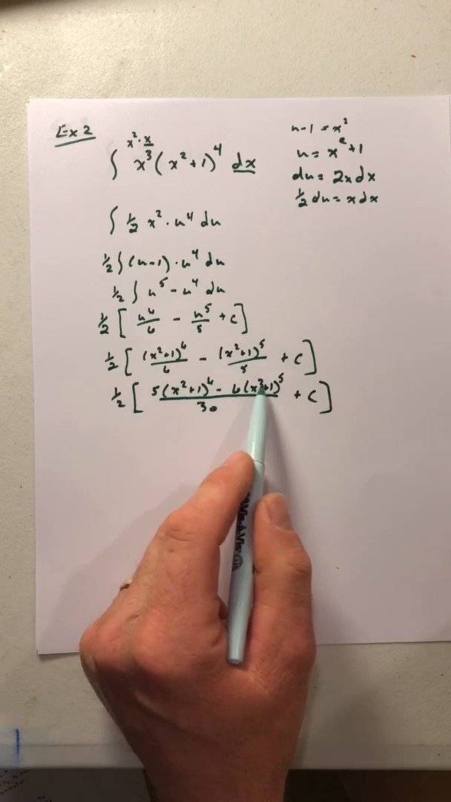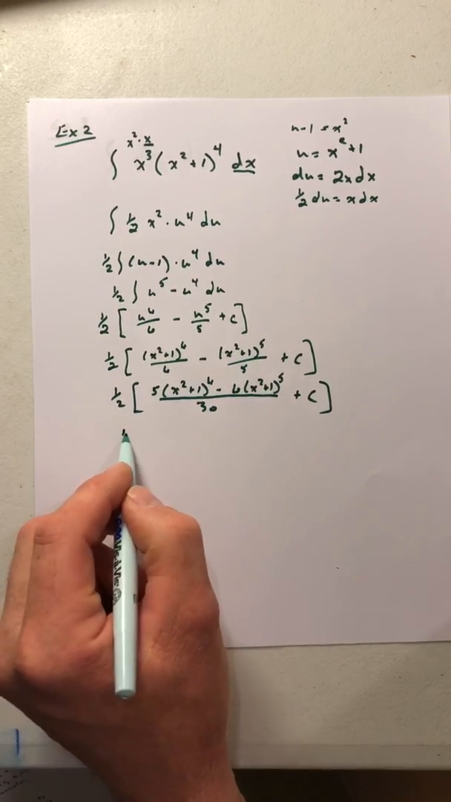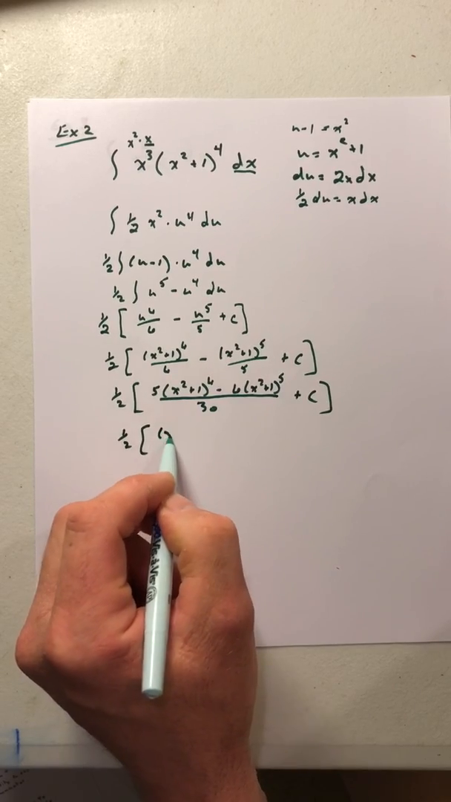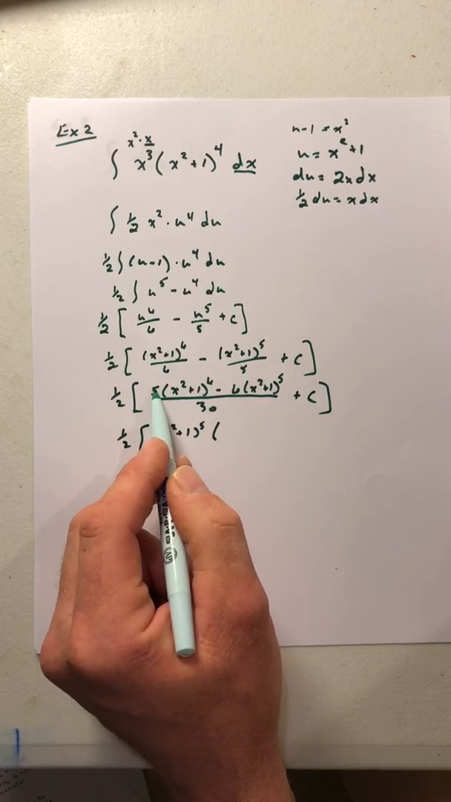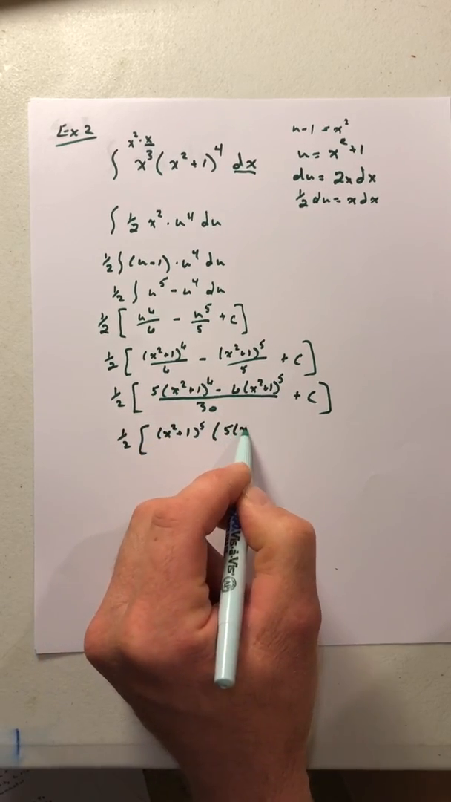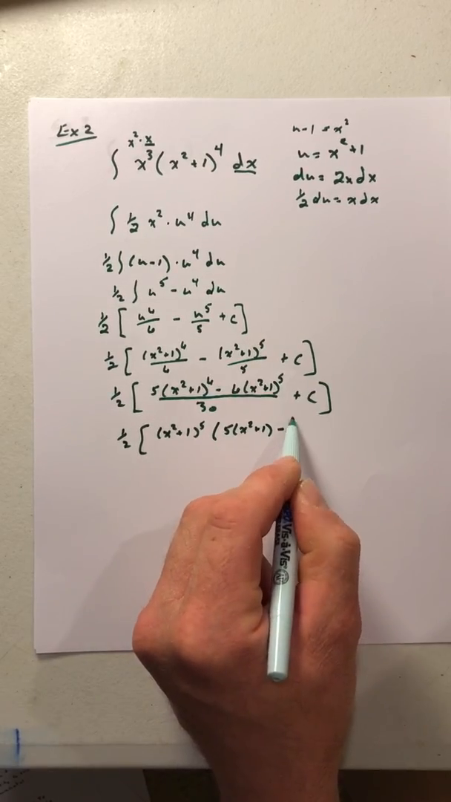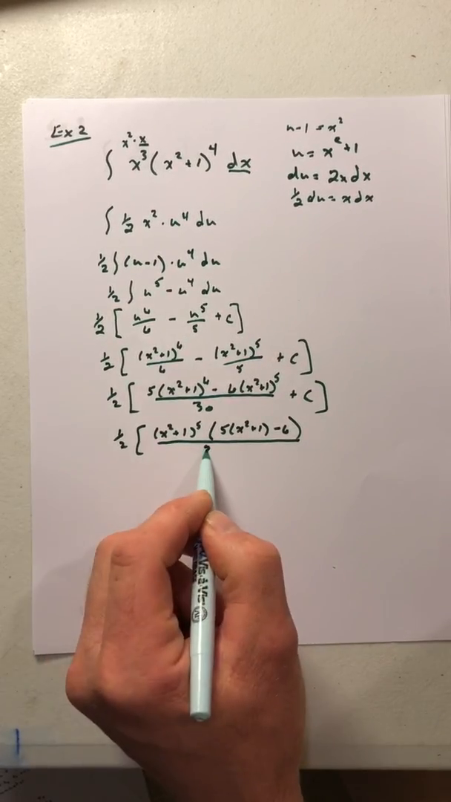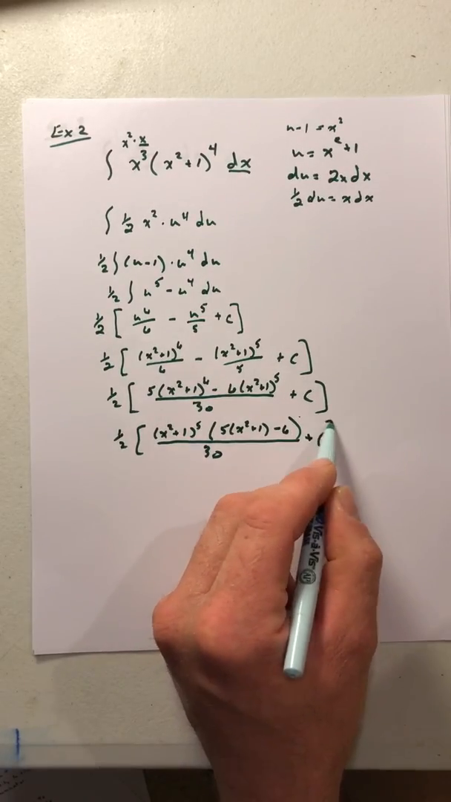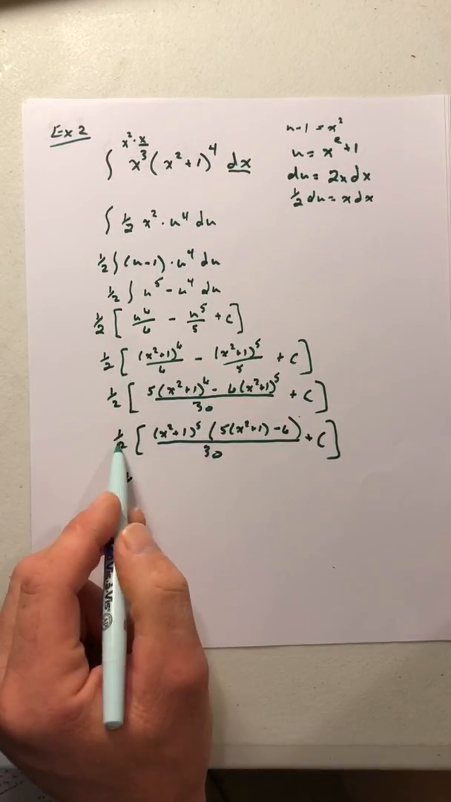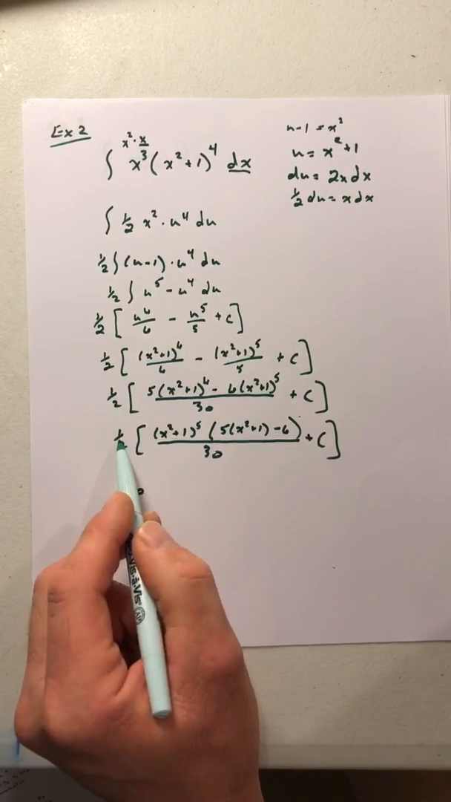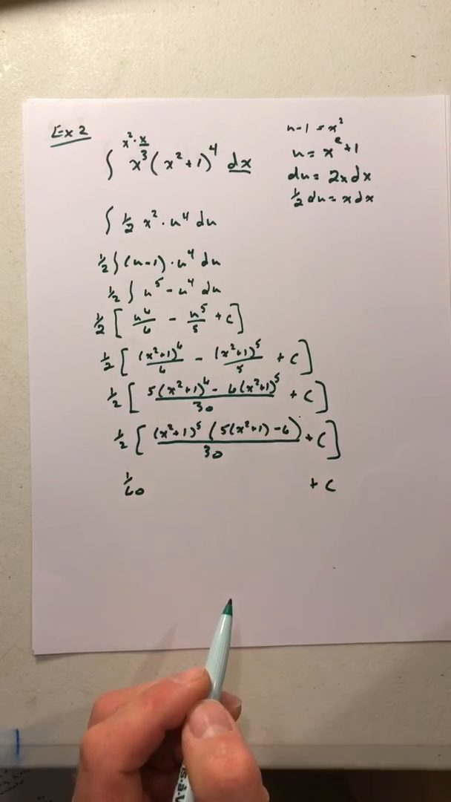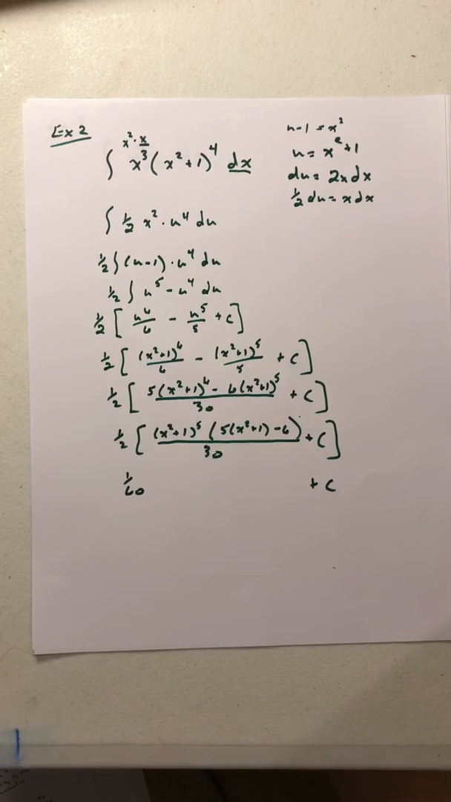I'm going to go ahead and factor out my x squared plus 1 to the 5th. So x squared plus 1 to the 5th, my common factor. What are we going to be left with? We're going to be left with 5 times an x squared plus 1 minus 6. And that's all over 30 plus our c. I can go ahead and multiply this 1/2 through, so I get 1/60th. If I multiply that 1/2 to c, I still get plus c, because 1/2 times c is a constant. 1/2 of a constant is still a constant.